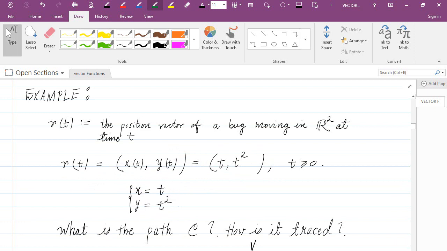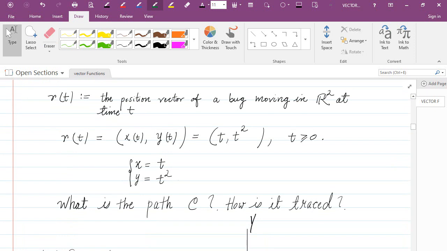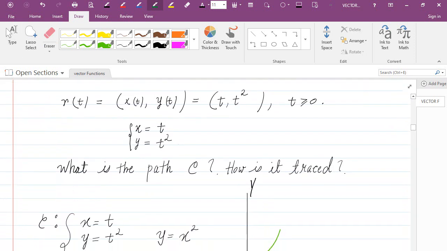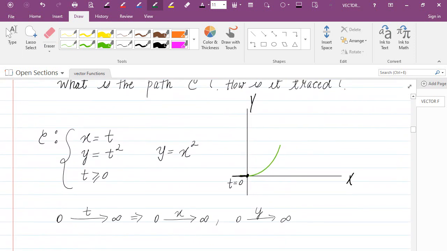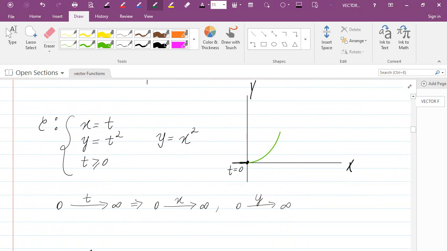Now, what is the path here? What is the path, and how is that path traced? Well, to see what the path is, notice that the x coordinate of the bug and y coordinate of the bug have a relationship. That is, clearly the y coordinate of the bug is the square of the x coordinate. So that means the bug is moving on this parabola.